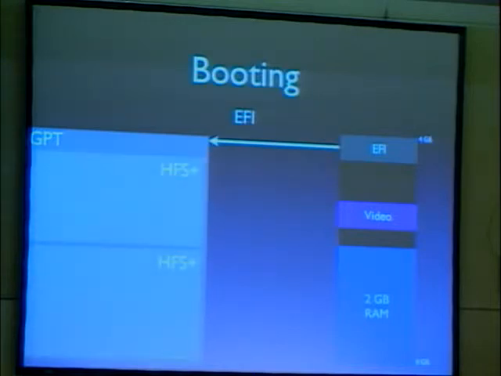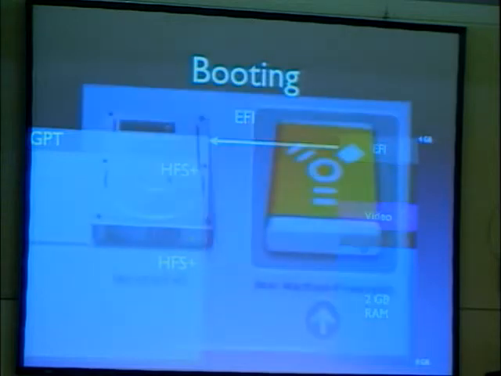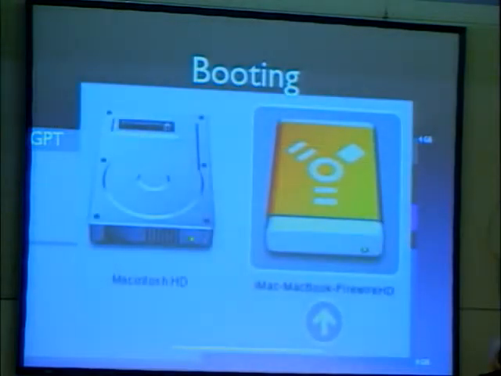If you hold down the Option key while turning on a Mac, EFI will present a boot picker, which shows all bootable partitions connected to the machine. EFI then reads the bootloader file from the selected boot file system and executes it.